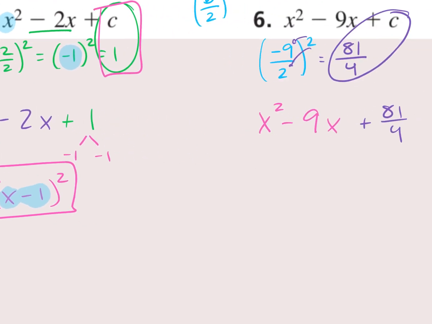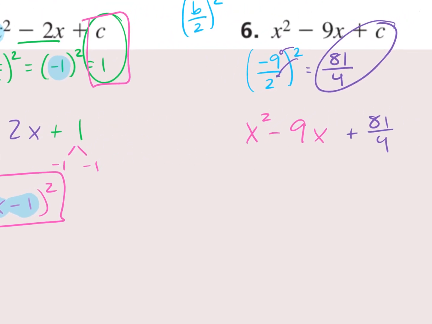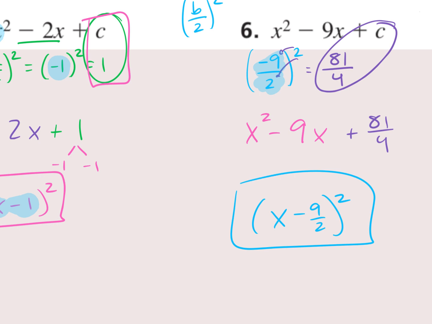So looking at the third question here, number 6, what do you think is going to go into my parentheses? X, and what was the number before I squared it? -9 over 2. So it'd be x minus 9 over 2 squared. You always just take the number before you square it, and that's what goes into the parentheses. We'll start to do more of this in solving, and you'll see it's easier just to take the number before you square it and plug it in.